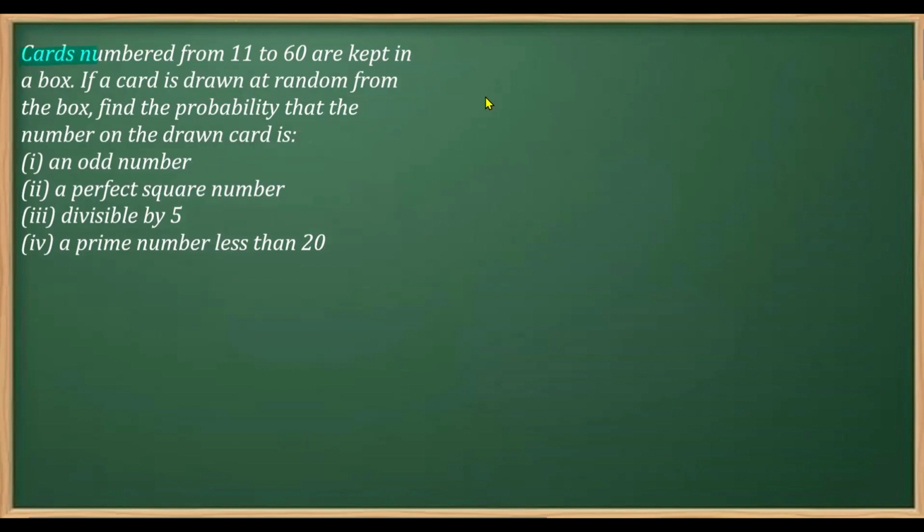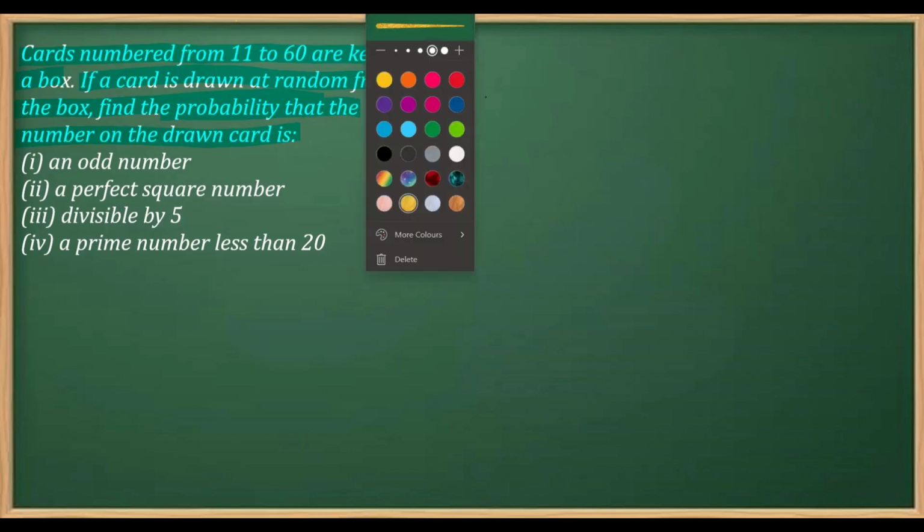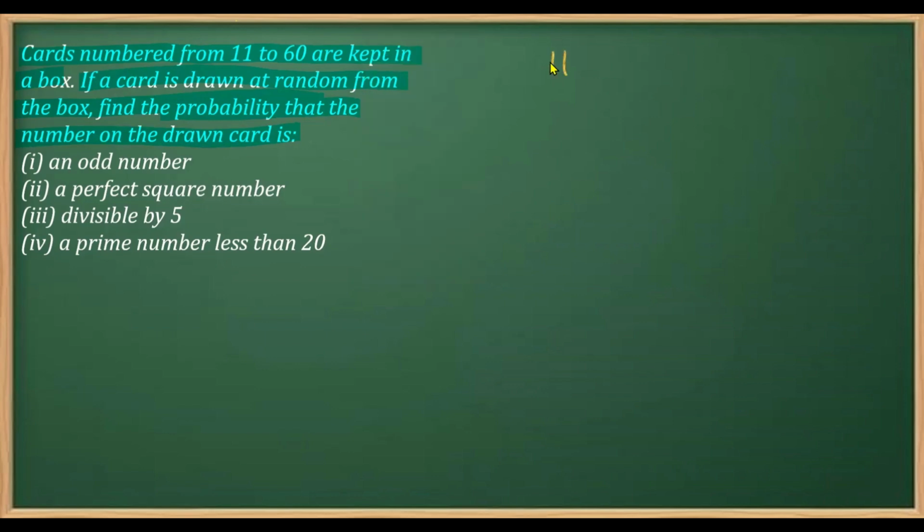It says cards numbered from 11 to 60 are kept in a box. If a card is drawn at random from the box, what we have to find out is the probability that the number on the card is an odd number, a perfect square, and so on. So the first thing we will do is write the numbers, starting from 11: 11, 12, 13. Obviously, we'll not be writing all of them, up to 59, 60.